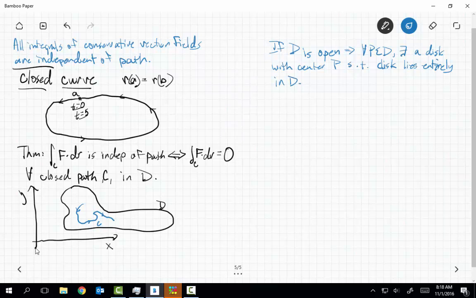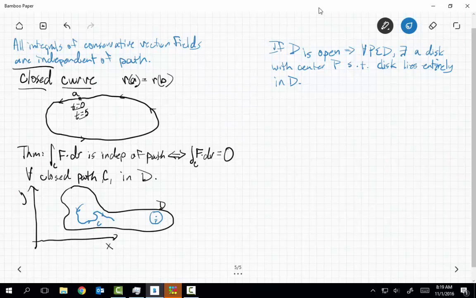Now, let me explain what that means. If I pick any point P anywhere inside of this disk, inside of D, let's be really clear: the boundary of D is not included. In other words, it's not open on its boundary because I can't create a disk that's entirely inside of D. So pick any point P, and I can open a disk around it that's entirely in D.